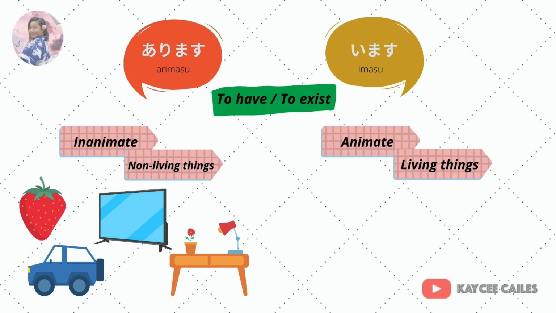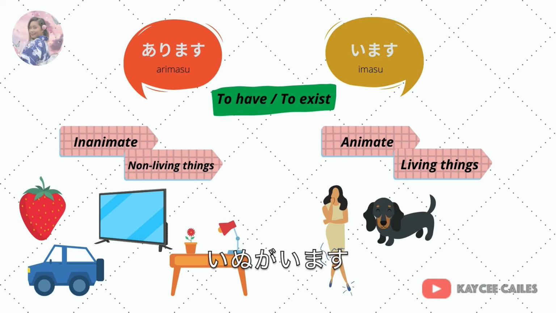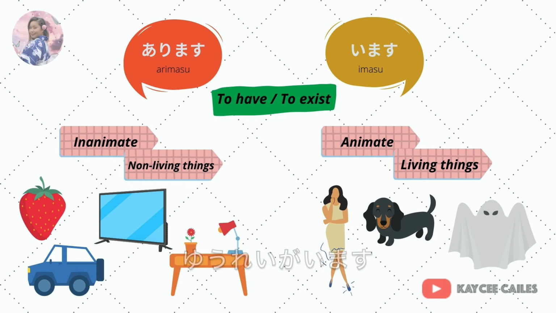On the other hand, we will use imasu if we are talking about animate or living things which are moving. For example, hito ga imasu. There is a person. Inu ga imasu. There is a dog. Yurei ga imasu. There is a ghost.